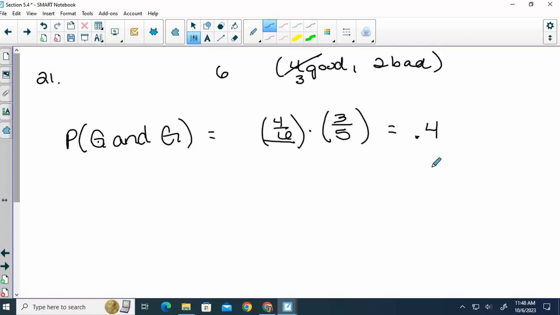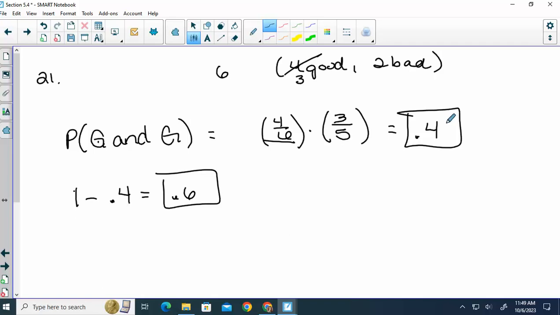And it says, what's the probability at least one does not work? So, at least one bad one might mean the first one's bad and the second one isn't, or the first one is and the second one's not, or they both could be bad. Isn't that just the complement of them both being functional? So all we have to do is 1 minus the probability that they both work, and we get 0.6. So 40% chance that they both work, 60% chance that at least one does not. Does that make more sense?